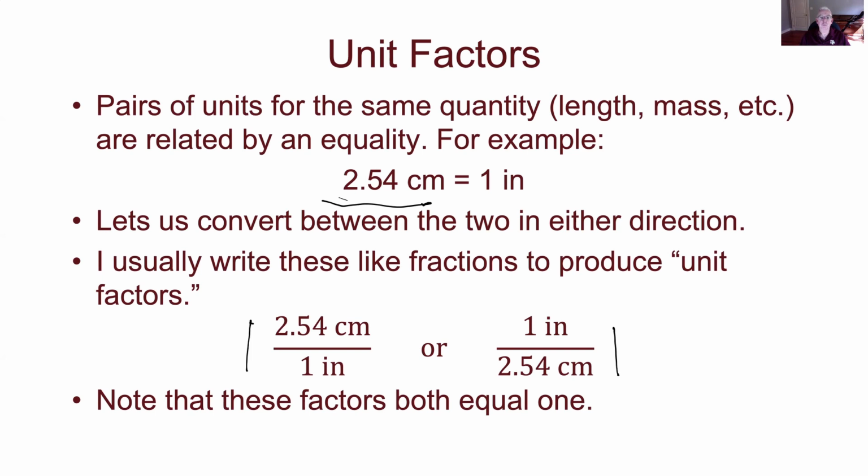Either one of those fractions can be said to be equal to 1 because the thing on top and the thing on the bottom are equal to each other, right? That's the definition of a fraction that's equal to 1. And so I can multiply anything I want by those fractions and not change their actual value, right? I'm not changing what the quantity is. I'm just changing what unit it's described in.